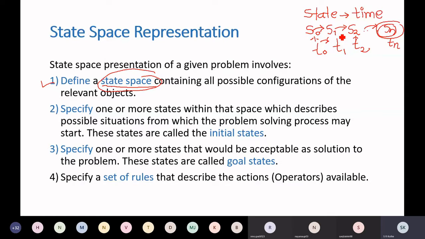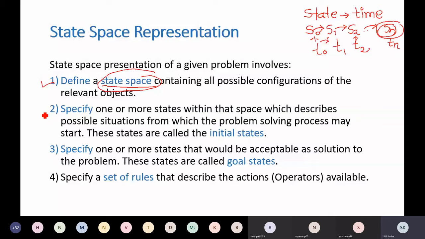So the first thing is we have to define the state space, which will contain all possible configurations of relevant objects. First we define a state for the given problem, and then we define the complete state space, that means all possible sets of states for the given problem. We will see an example of this, then it will be more clear.